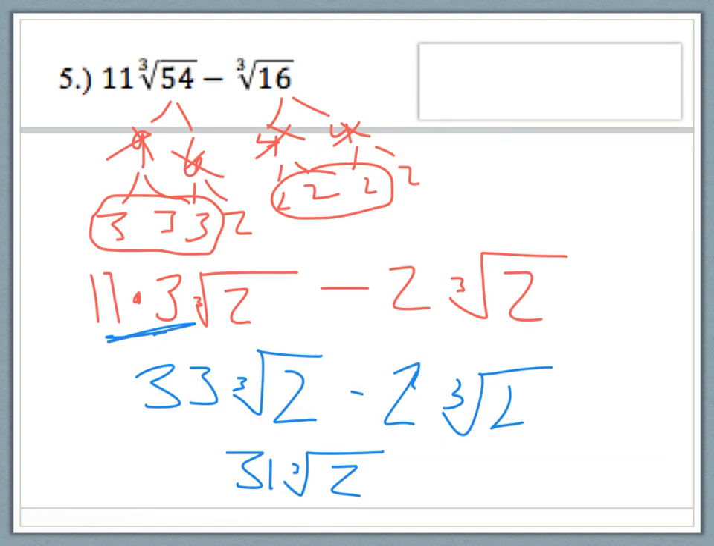All right, that's it for adding and subtracting. Go ahead and try some practice problems.